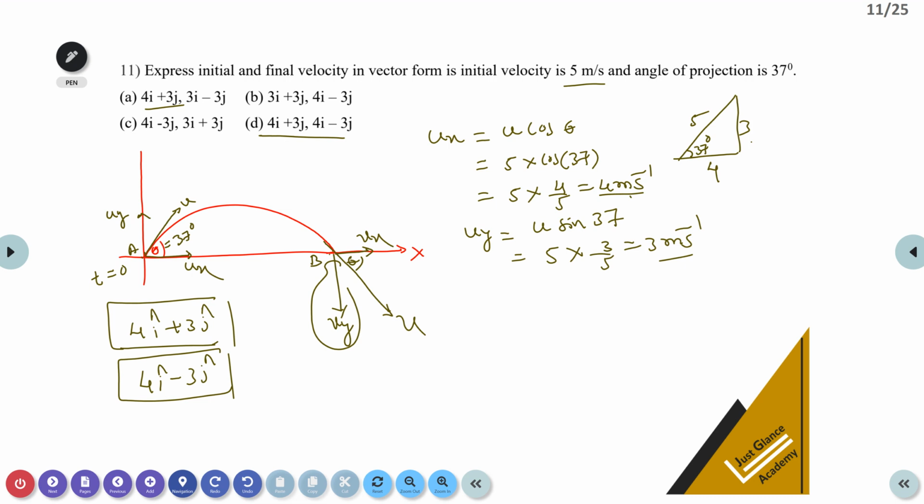One option is 4i plus 3j and another one is 4i minus 3j. This is the right choice. Clear? Because only there the y component is in this direction, but at this point the y component is in the downward direction. Next.